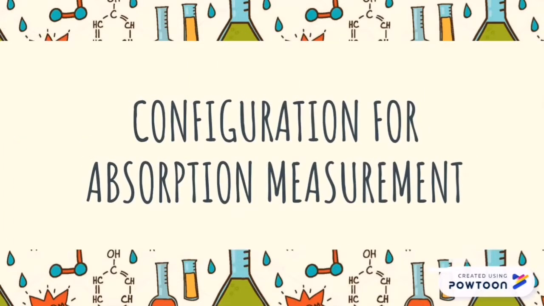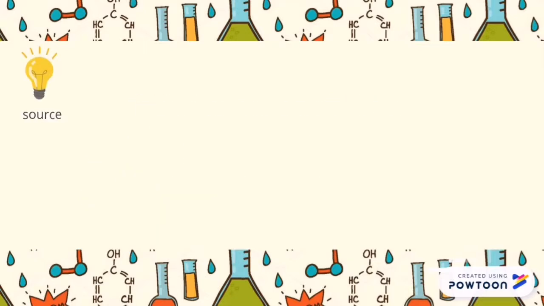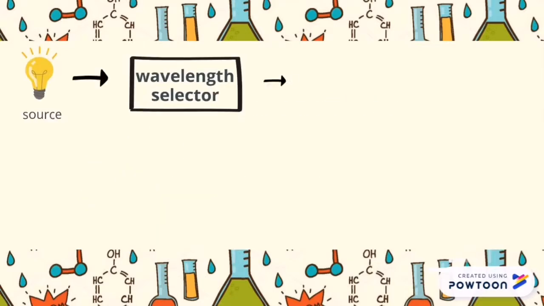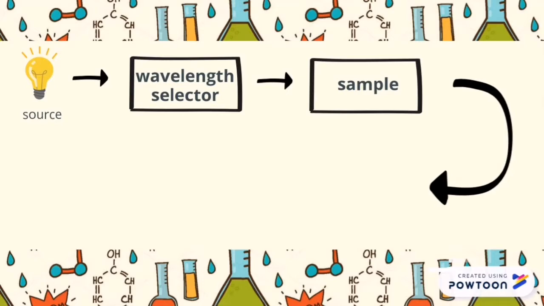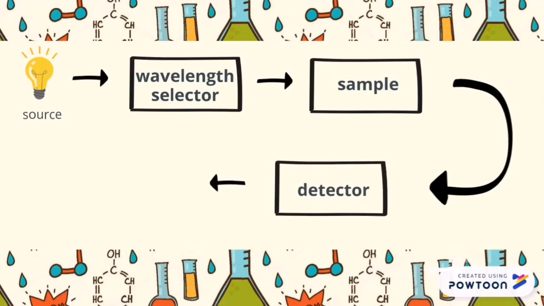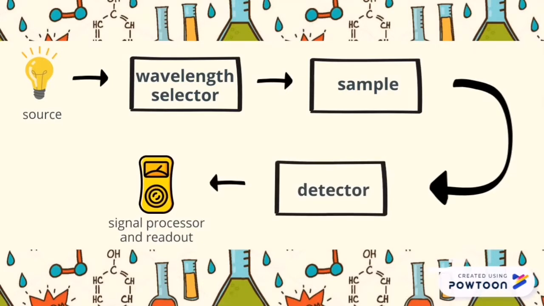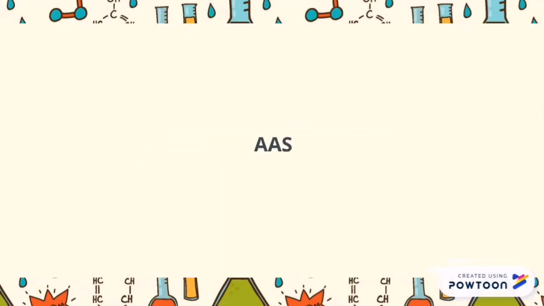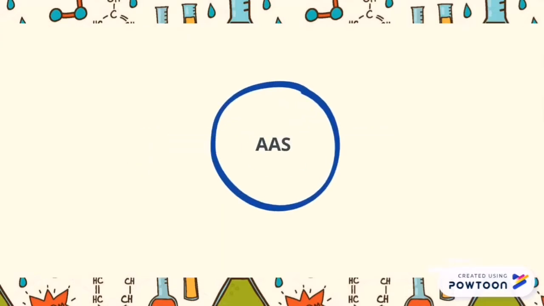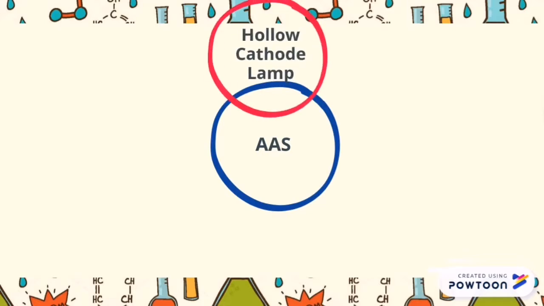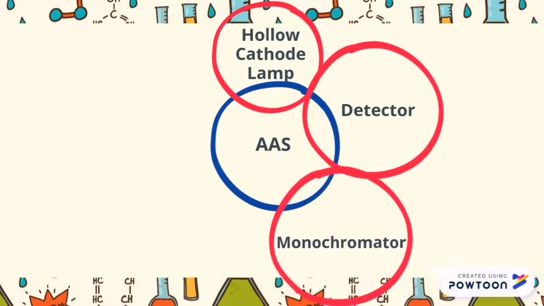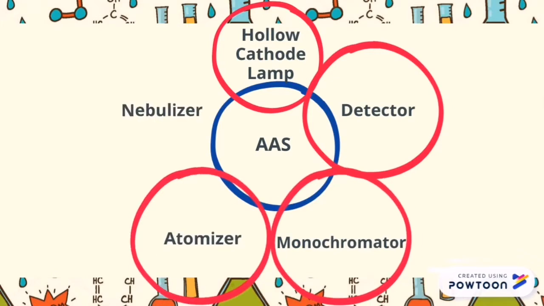Configuration for absorption measurement. The source radiation of the selected wavelength is sent through the sample, and the transmitted radiation is measured by the detector signal processing readout unit. Instrumentation. The atomic absorption spectroscopy consists of several instruments, which are the hollow cathode lamp, detector, monochromator, atomizer, and nebulizer.